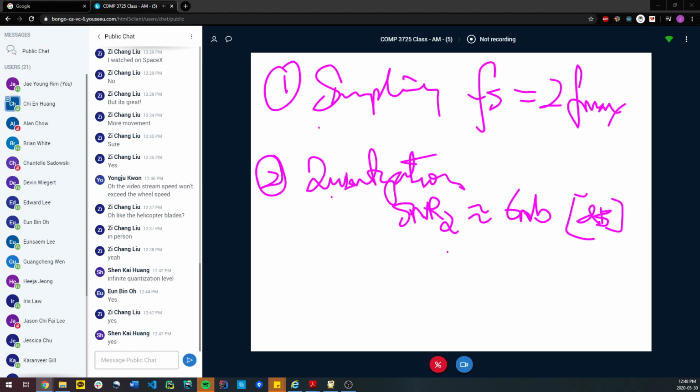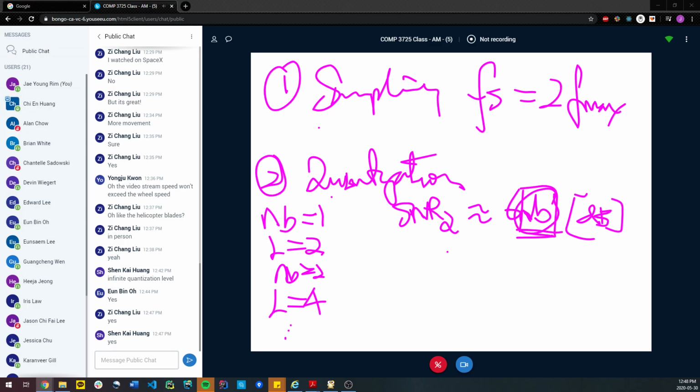Okay, what this means is that, remember, NB is the number of bits. If NB equals 1, L equals 2. If NB equals 2, L equals 4, and so on and so forth. So we know that the more bits that we use, the better it is. But every time you add 1 bit, you're increasing the quantizing signal-to-noise ratio by 6 dB. 6 dB is how many times improvement? Does everybody see that as 4 times? Because every 3 dB is doubling.